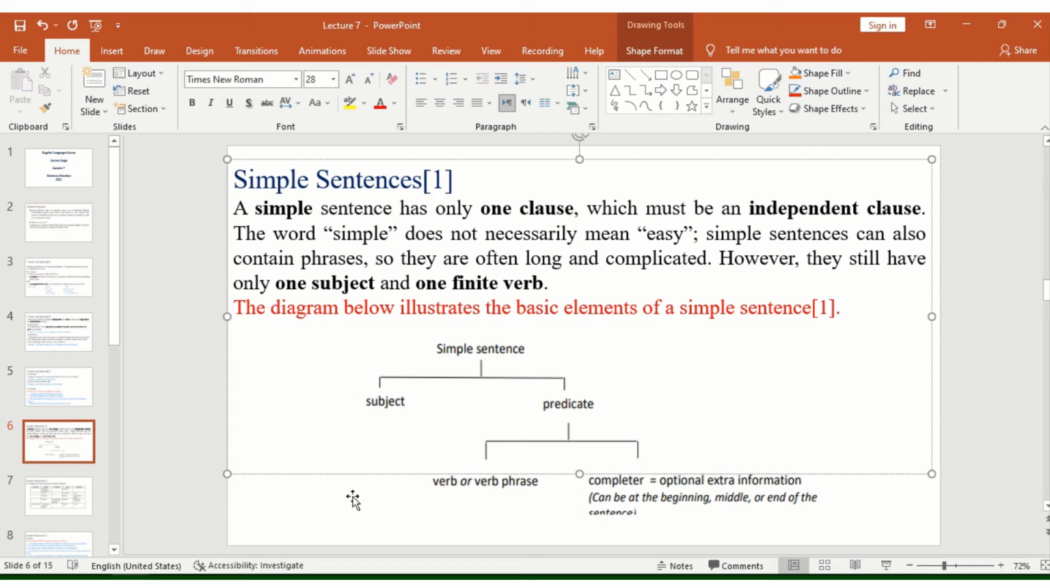Simple sentences. A simple sentence has only one clause, which must be an independent clause. The word simple doesn't necessarily mean easy. Simple sentences can also contain phrases, so they are often long and complicated. However, they still have only one subject and one finite verb. The diagram below illustrates the basic elements of a simple sentence.